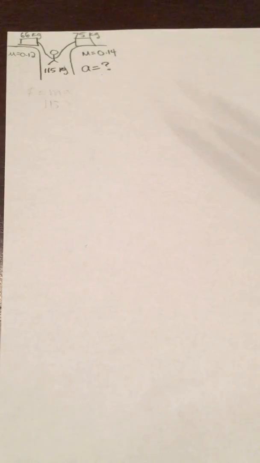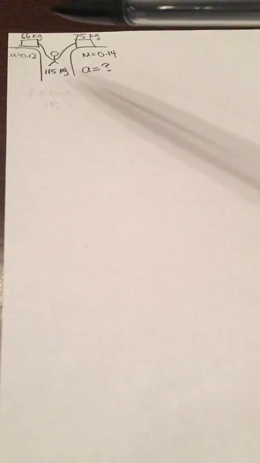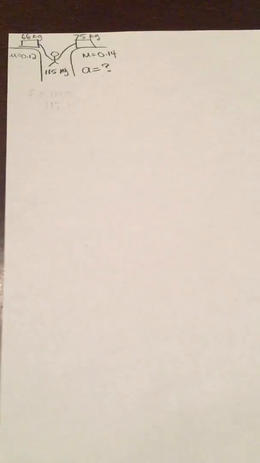Here we have a 66 kilogram box and a 75 kilogram box being pulled down by a 115 kilogram person. The coefficient of friction on this side is 0.14, and here it is 0.12. We're trying to find the acceleration. So first we're going to start off by finding the force of friction for each box.